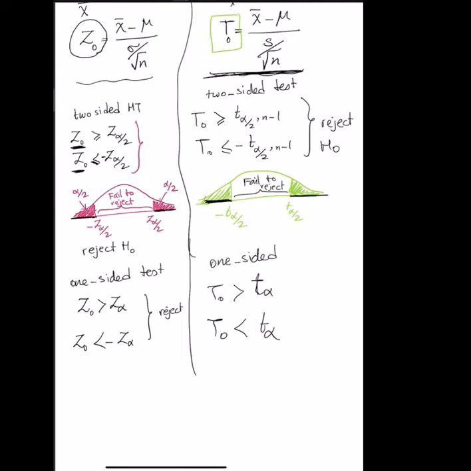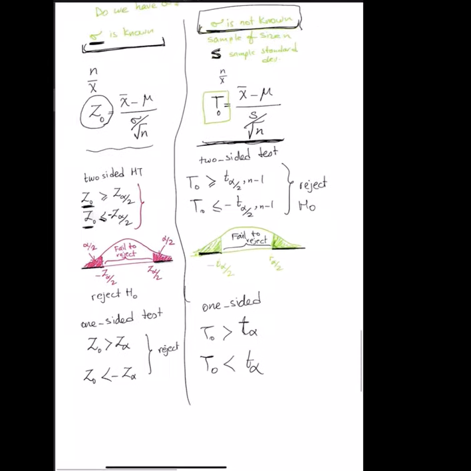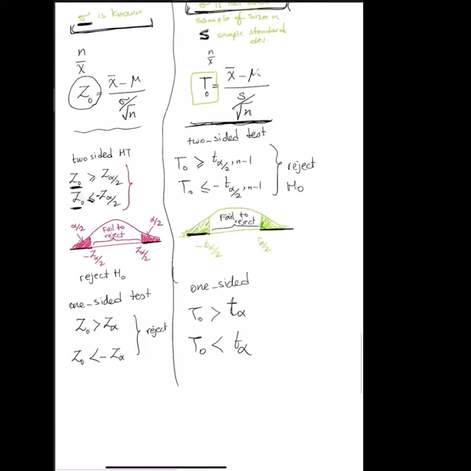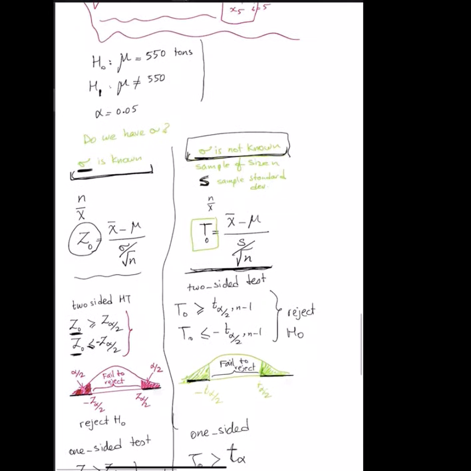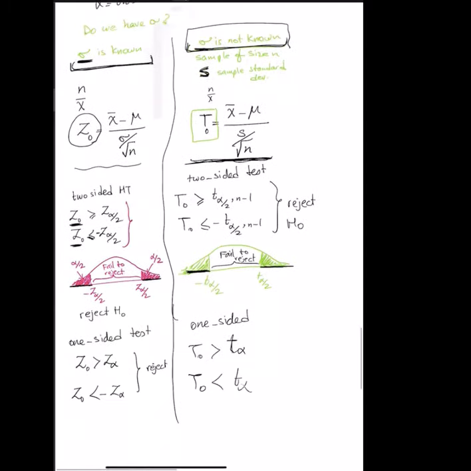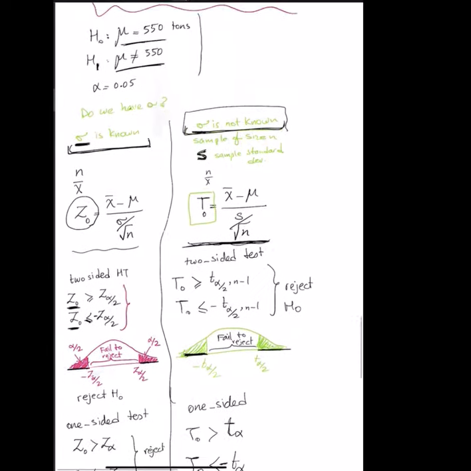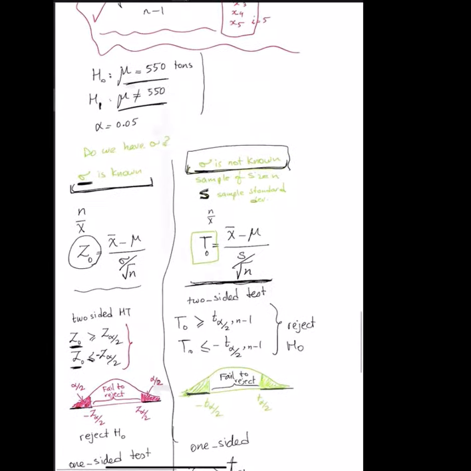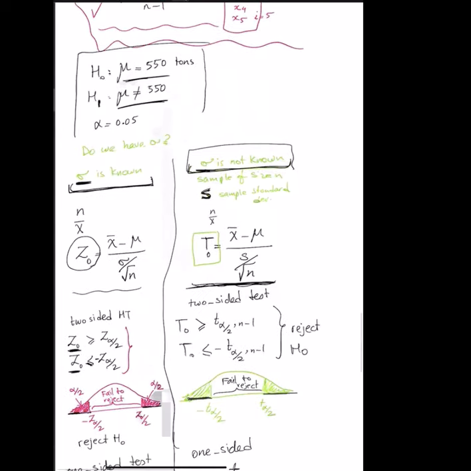So now let's go back to the question. We want to test the hypothesis that mu is 550 or mu is not 550. For the one-sided T test, for the less than, is it negative T of alpha? Yeah. Okay. Thank you. So this is the test that we want to run.